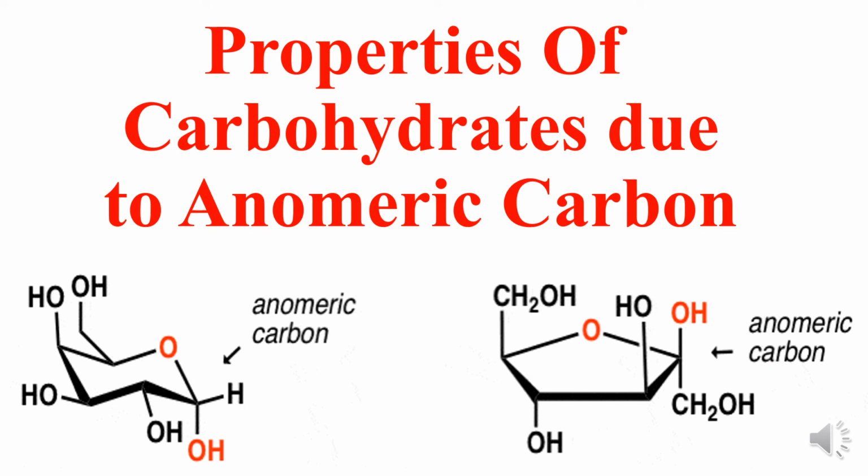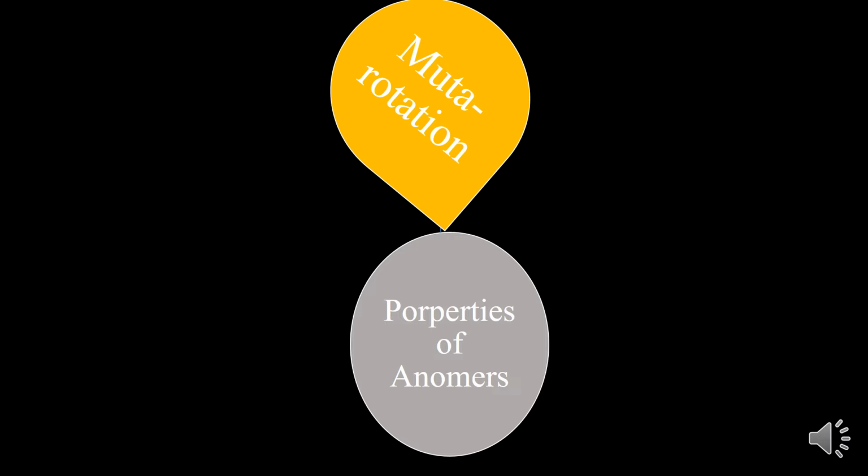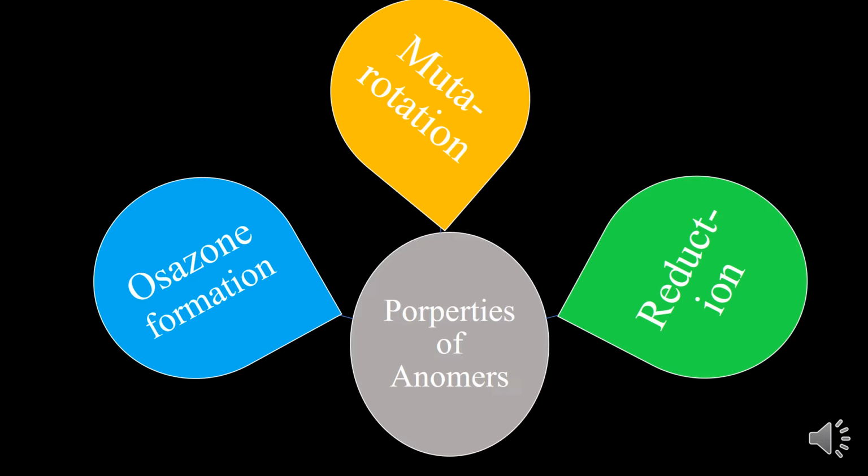Hello and welcome everyone. Today I shall be discussing properties of carbohydrates due to anomeric carbon. Take a look at the properties of anomers. Because of cyclization, the anomeric carbon shows various properties. The first one is mutarotation, second is reduction, and third is osazone formation. We will discuss each of these in detail.